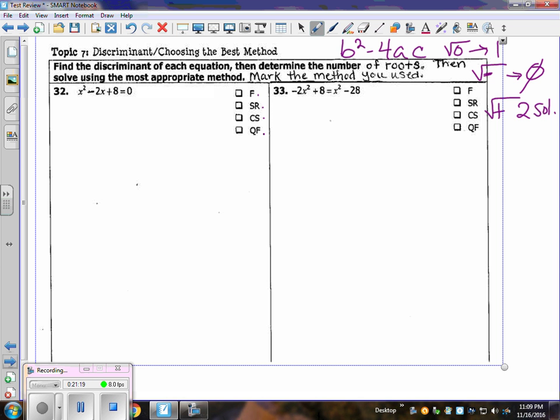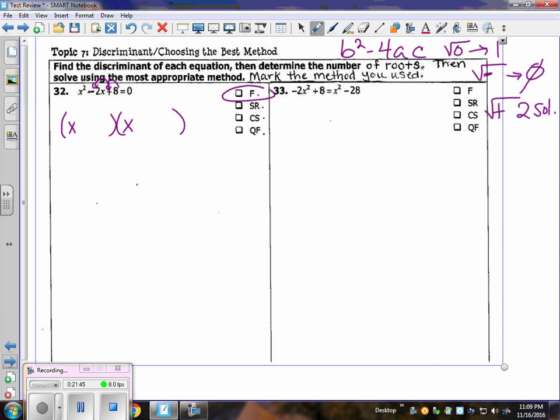So in number 32, I'm going to say factor. That looks like it's going to be an easy one to factor, less work than having to do all that other stuff. So we've got x and x, factors of 8 that will add to give me 2.